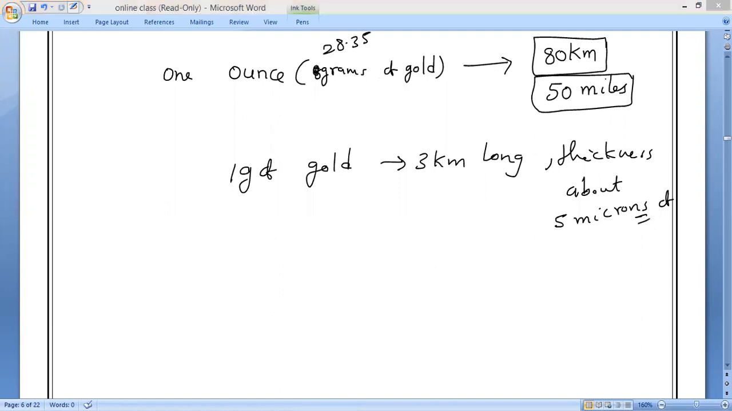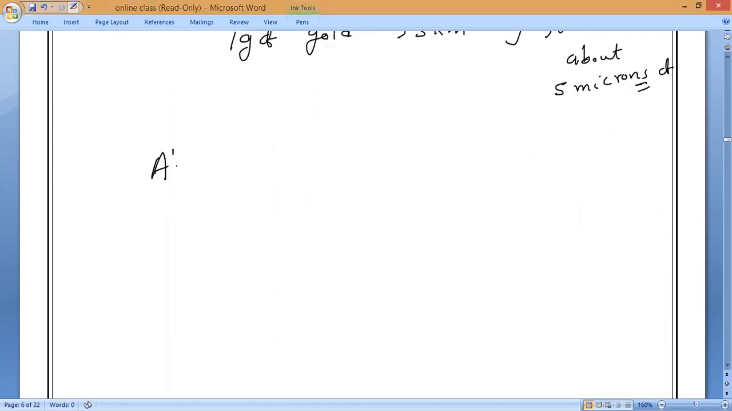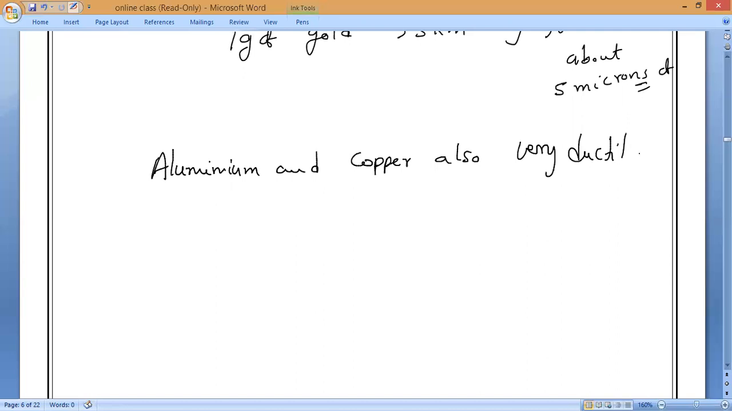What are the highest malleable metals? Silver and gold only. Next, copper and aluminum are also very ductile and can be drawn into thin wires, which we use in electrical wiring. Understanding everybody? So next after gold and silver is aluminum and copper wires. Where do we use them? Electrical wiring.